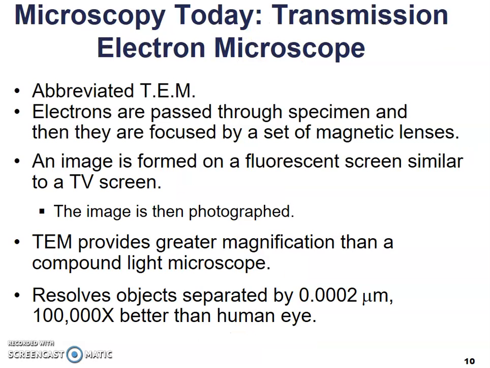Moving on to electron microscopes, there's a couple types that we're going to talk about. The transmission electron microscope, abbreviated TEM. Electrons are passed through the specimen, and then they're focused by a set of magnetic lenses. From there, an image is formed on a fluorescent screen that looks a lot like a TV screen. From there, the image can be photographed. This provides greater magnification than the compound light microscope, and it resolves images 100,000 times better than the human eye.